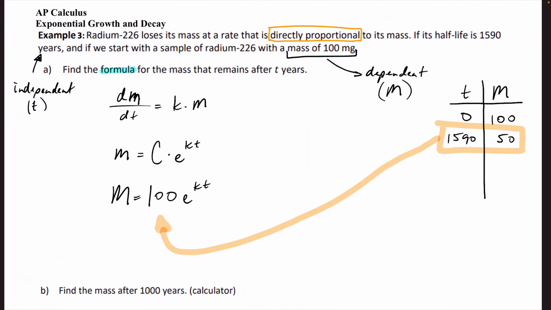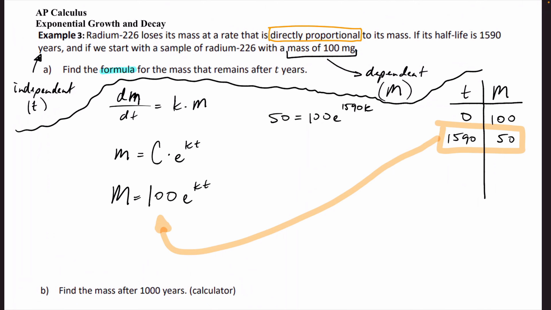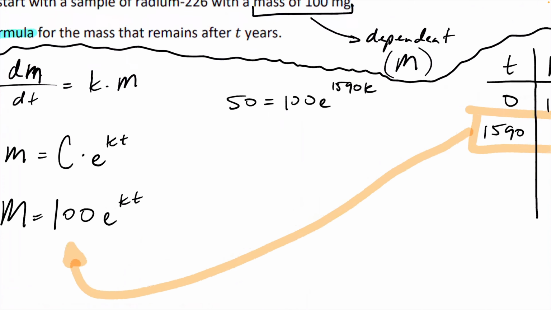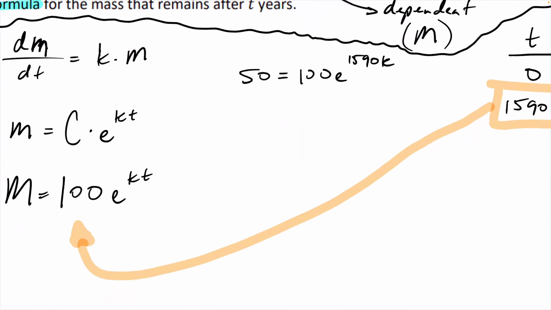Half-life. So M, capital M was 50. 50 equals 100 e to the 1,590k. Okay, we got to solve for k.